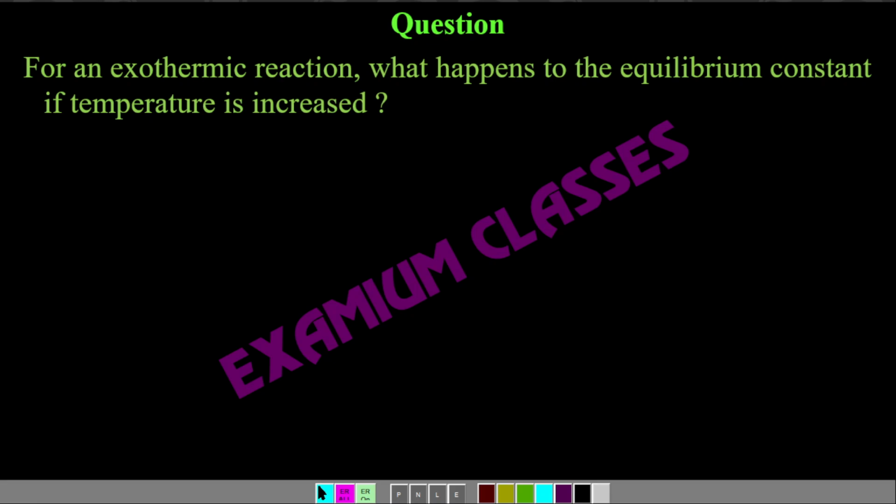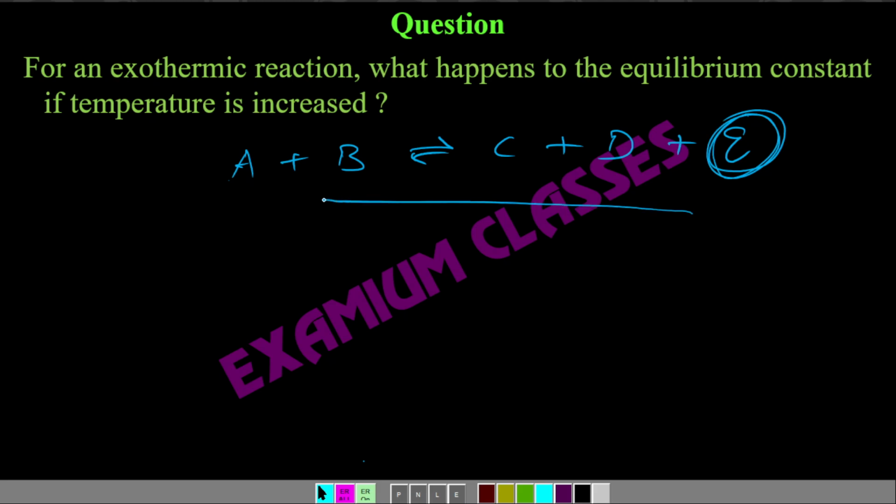Now the question: for an exothermic reaction, what happens to the equilibrium constant if temperature is increased? I have asked you to memorize that for endothermic it is directly proportional, so obviously for exothermic it will be inversely proportional. So if you increase the temperature, the equilibrium constant will decrease. But how? If you want to recall, A plus B gives you C plus D, and it is exothermic. Heat will be produced. So if you increase the temperature, increase the heat, it will go in the backward direction. That's what you will write.